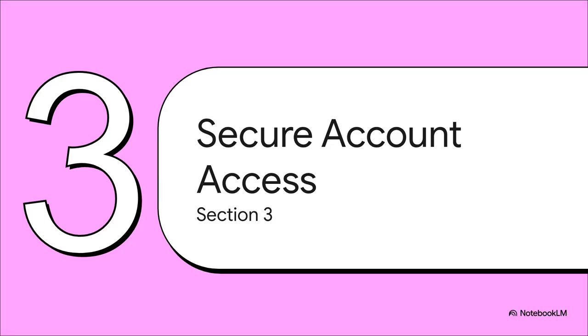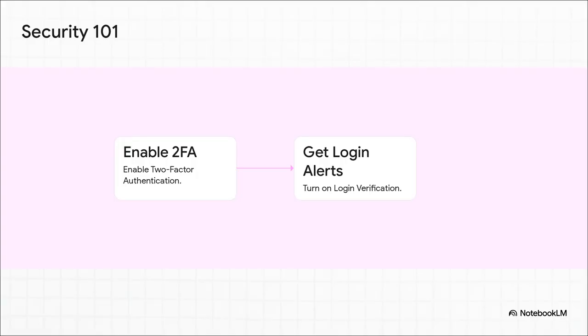Okay, so we've handled what people can see from the outside. But what about keeping people from getting inside your account? This next part is all about fortifying the gates. This is Security 101, and it's absolutely crucial. Listen, if you only do one thing from this entire guide, please make it this. Turn on two-factor authentication, or 2FA. Seriously, this means even if a hacker steals your password, they still can't get in without that second code.